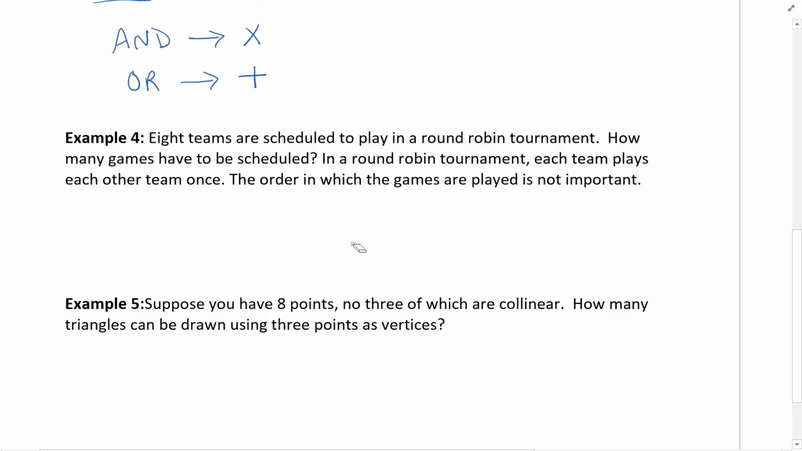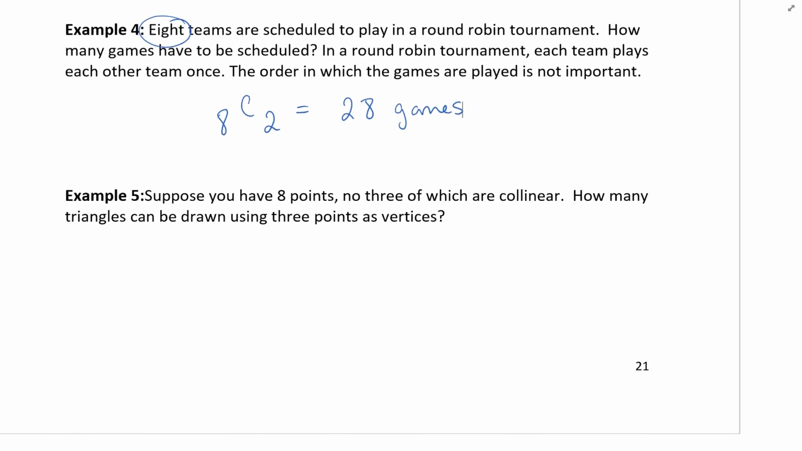So how many teams have to play? 8. And they each play each other once. So for each game, how many teams are playing? 2 teams, right? So that would be 8 choose 2 to give us 28. Okay? 28 games need to be scheduled because each game accommodates 2 teams. 8 teams to choose from, 2 teams are playing at a time.